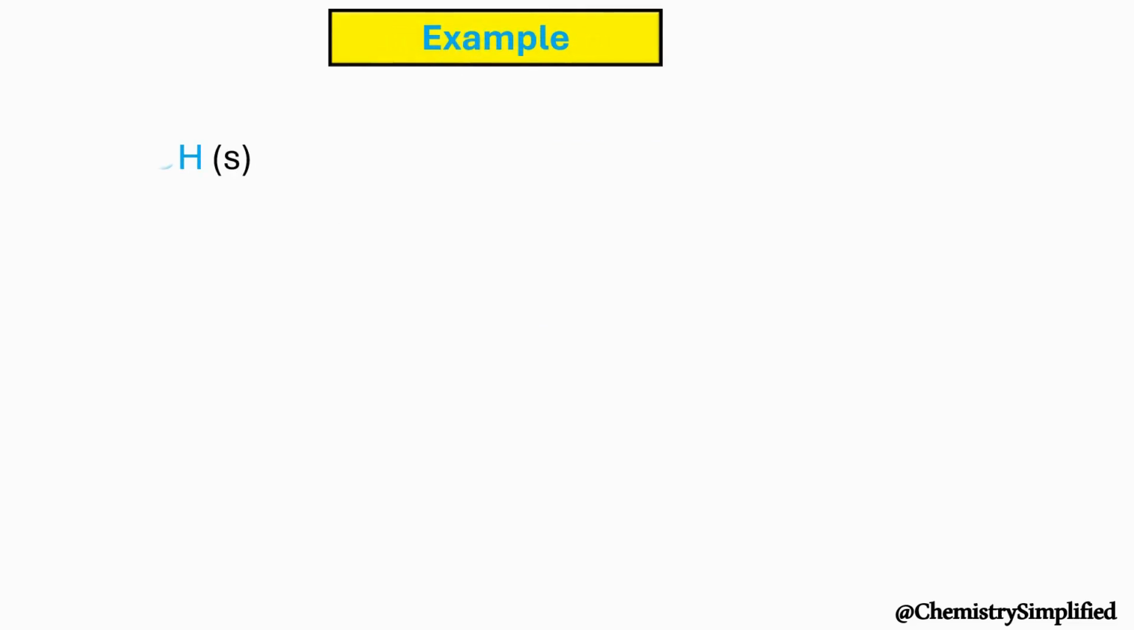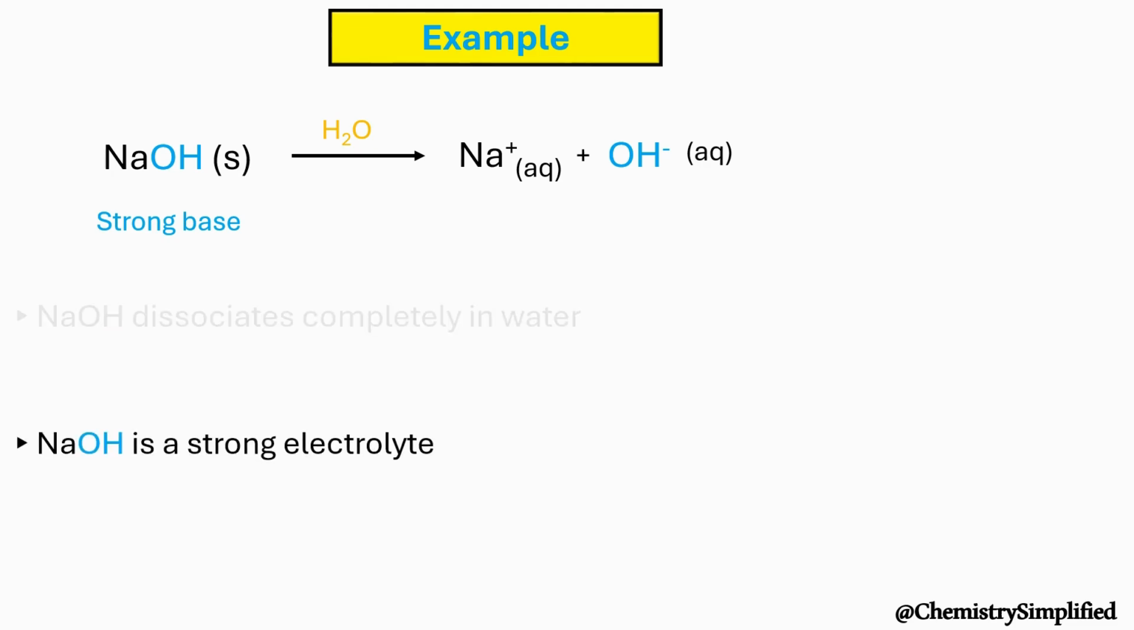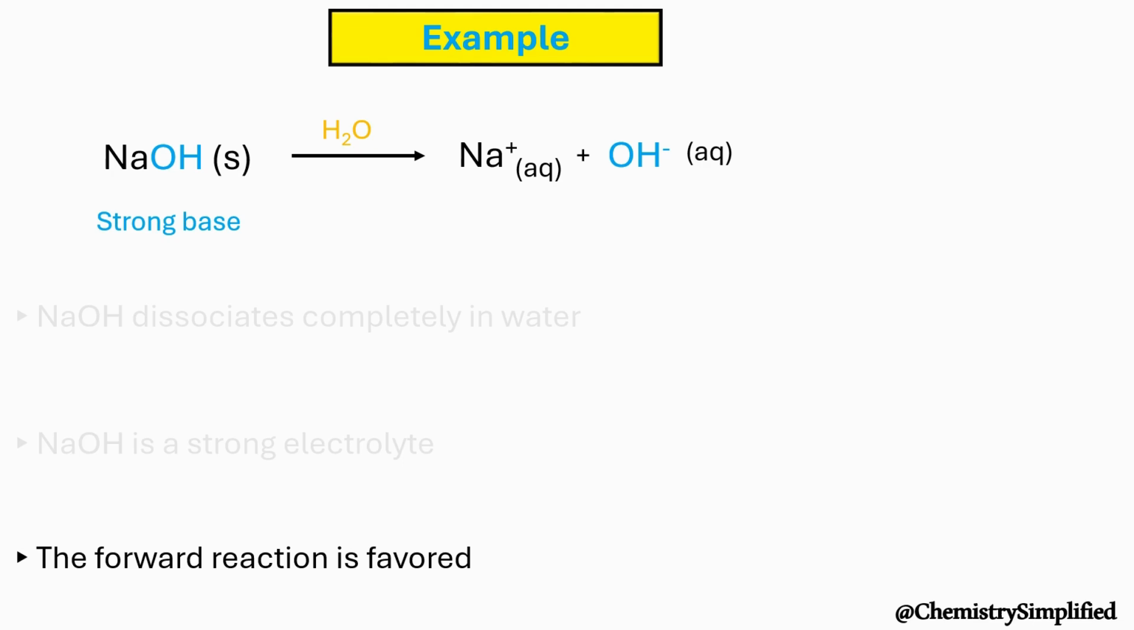So let's look at an example. Let's say we have sodium hydroxide, which is a strong base. It would ionize completely if it was placed in water to produce sodium ion and hydroxide ion. Sodium hydroxide dissociates completely in water as expected because it's a strong base. And sodium hydroxide, because it's a strong base, is also a strong electrolyte. And the forward reaction is favored, meaning that sodium hydroxide is expected to ionize completely to produce sodium ion and hydroxide ion in solution.